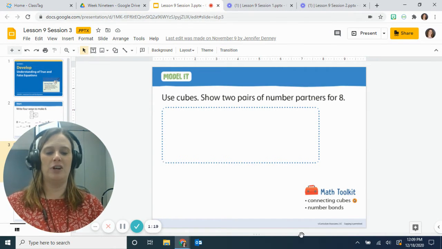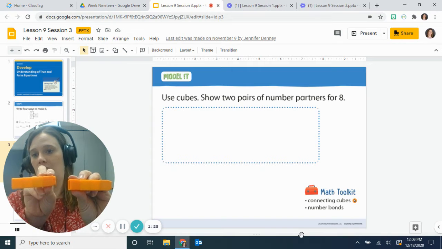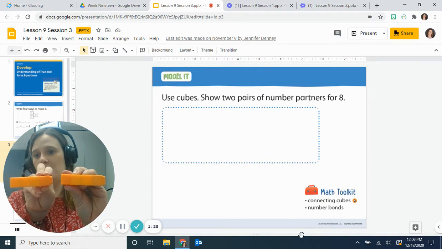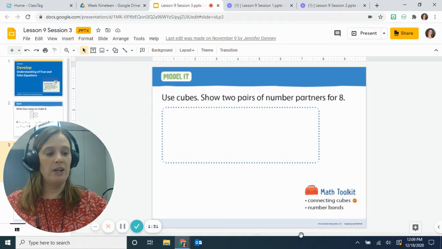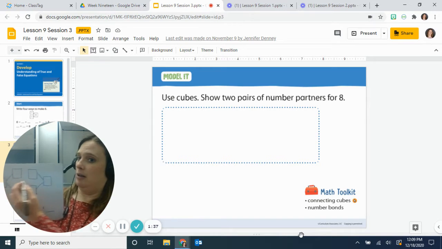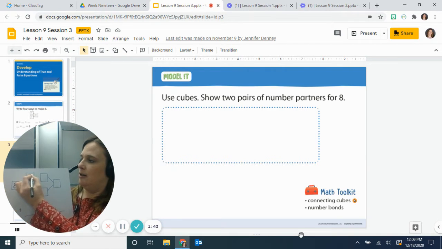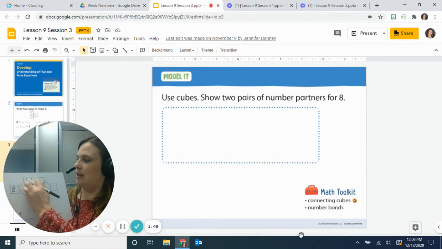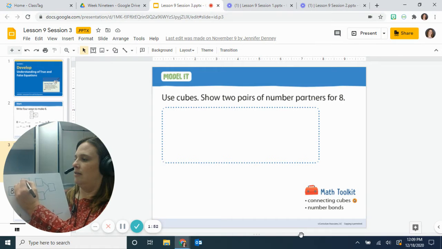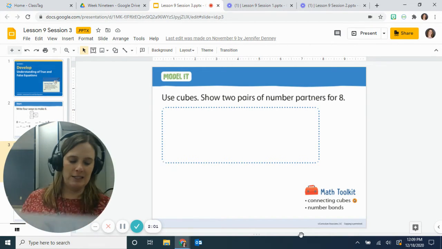So let's see. I think I'm going to try to chop it right in the middle for my first one. Right there. So how many do I have? 4 and 4 because they're the same, right? So I'm going to take my marker and I'm going to make my first number bond. What's my big number? My big number is 8. My little numbers are, no, sorry, writing backwards again. 4 and 4.